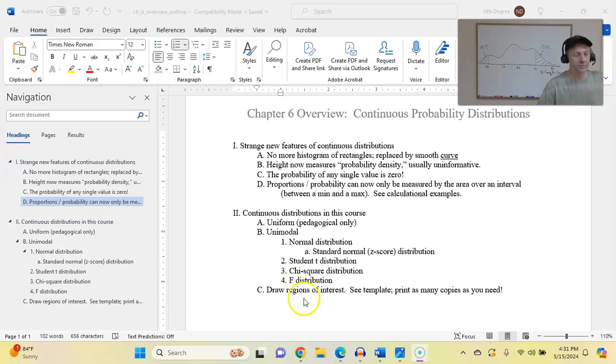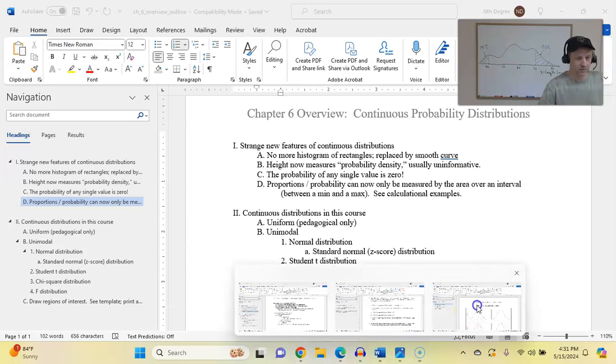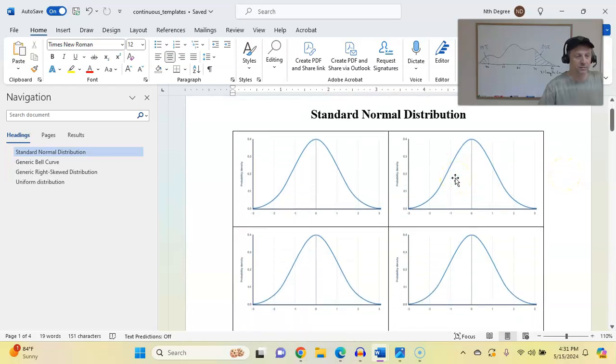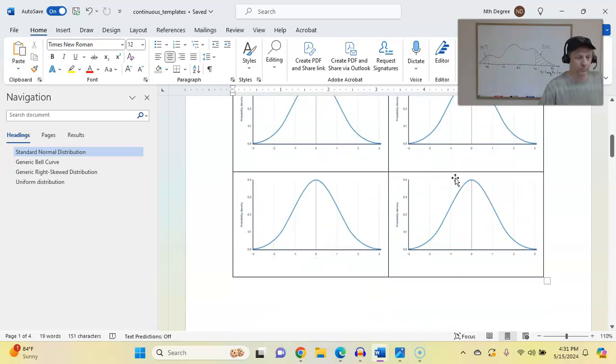Now, when we work with these for the next few weeks, the visuals are going to be very important. You're going to always want to draw regions of interest on these curves. So I've provided you with a template, and you can print as many copies of this as you want and need. So basically, here are several images of the standard normal distribution.